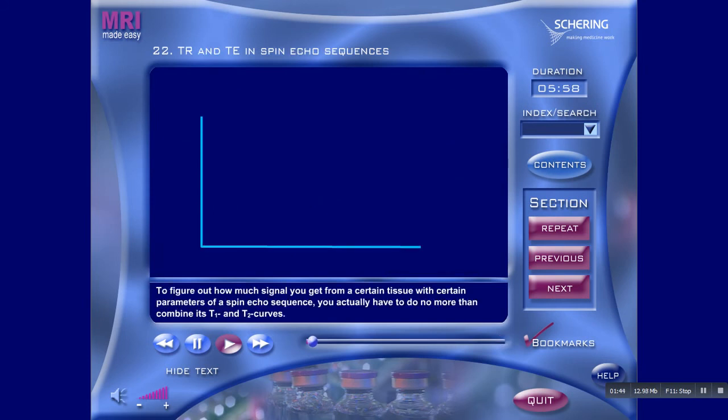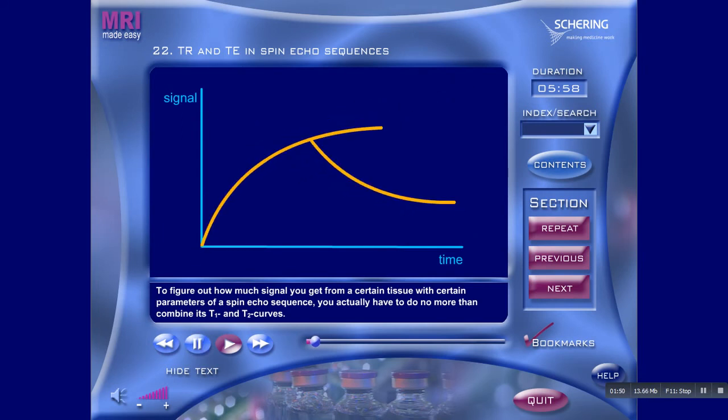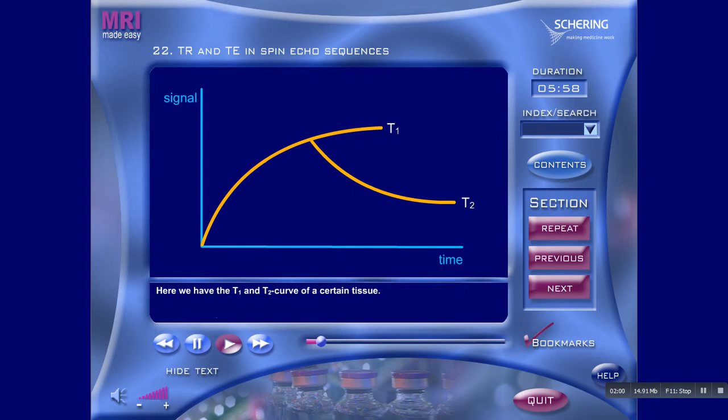To figure out how much signal you get from a certain tissue with certain parameters of a spin echo sequence, you actually have to do no more than combine its T1 and T2 curves. Here we have the T1 and T2 curves of a certain tissue. T1 represents the longitudinal relaxation, and T2 represents the transversal relaxation.